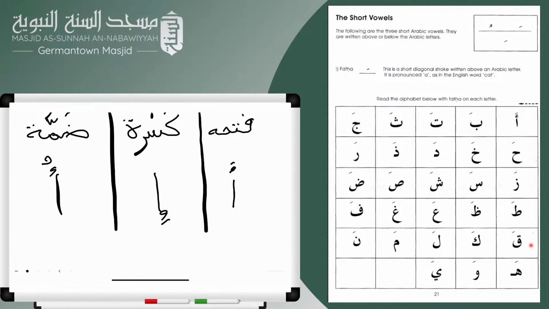Qaf fatha qa. I want you to separate the two F sounds. Qaf ends with the F sound. Fatha begins with an F sound. So I want you to separate both of them. Qaf fatha qa. Do you see what I'm trying to separate? Qaf fatha qa.